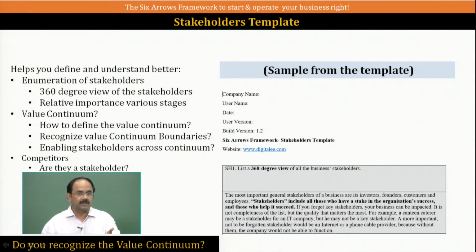When you ask this question and document it, now you are thinking two things: collectively the value continuum, then every stakeholder in the value continuum and their interaction boundaries. So the stakeholder template essentially helps you to ensure all your great plans in terms of your business and your products and services help and do not impede the value continuum of your stakeholders.